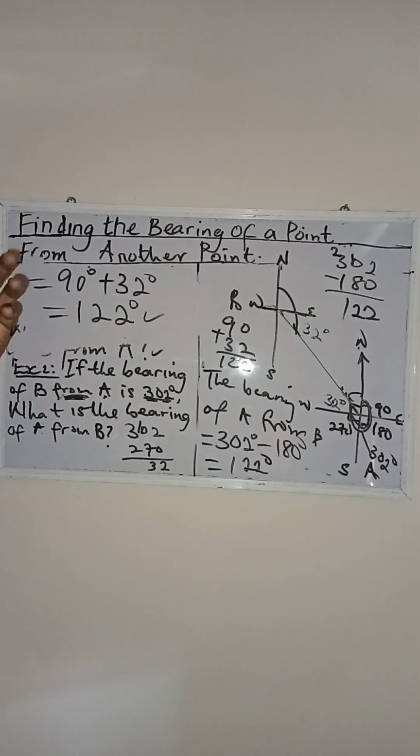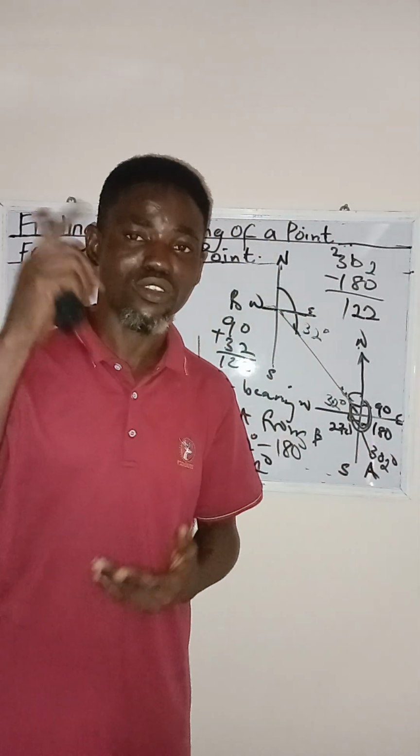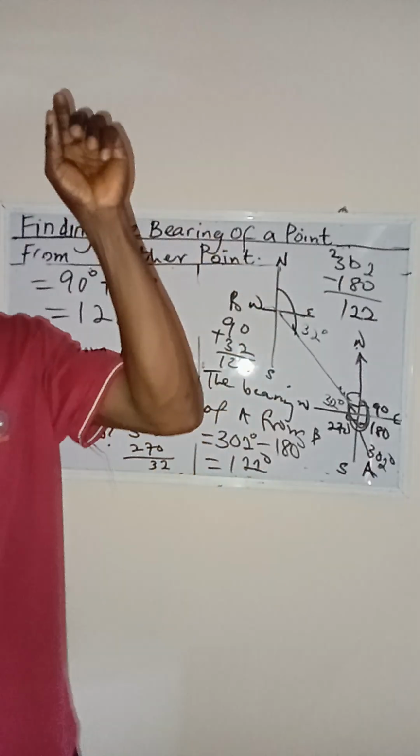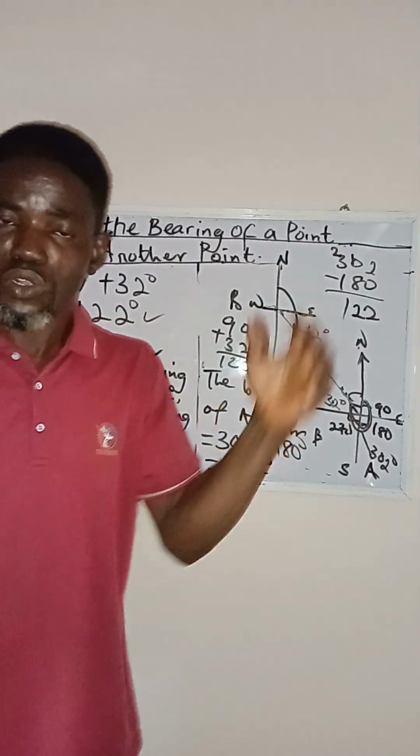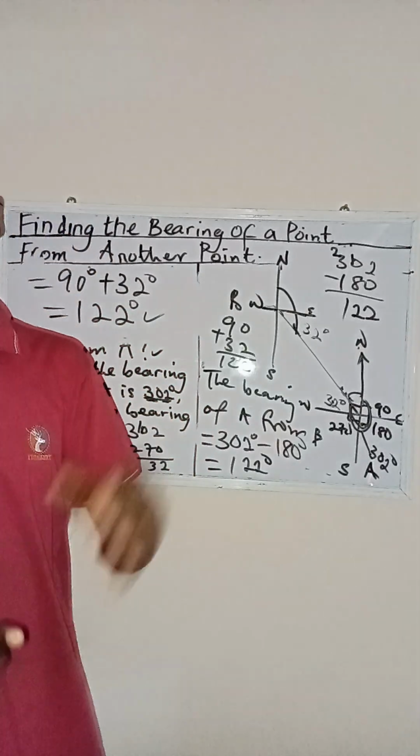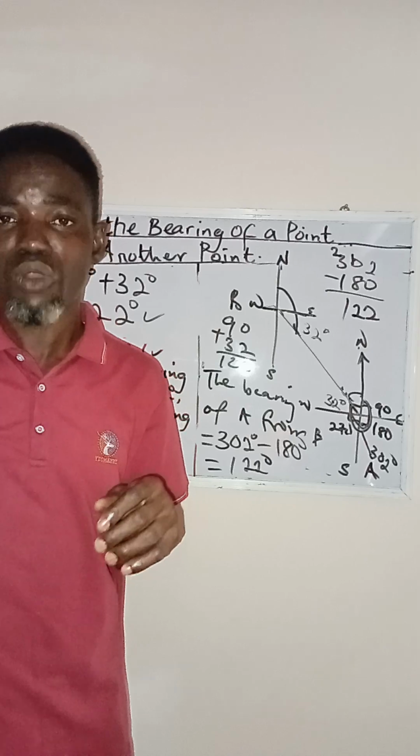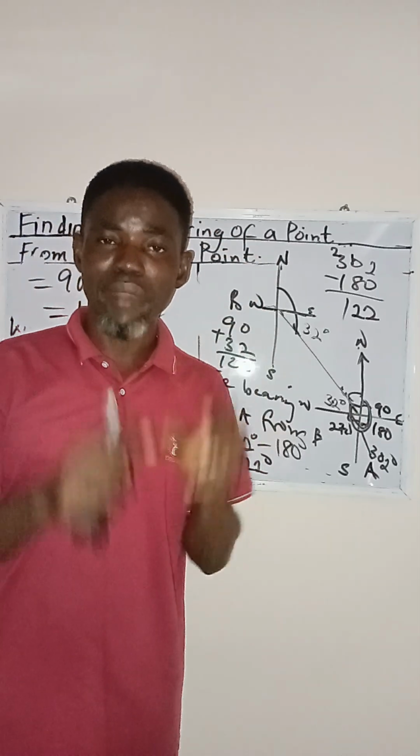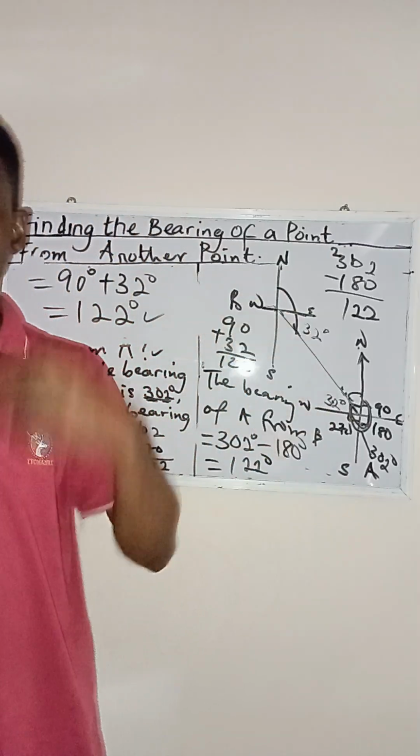Don't forget, I repeat that anytime you are asked to find the bearing of a point from another point, when the given bearing is less than 180, you add them together to get the other point. Or when the given bearing is greater than 180, the given bearing minus 180 degrees. Then you use that one to get the other point.